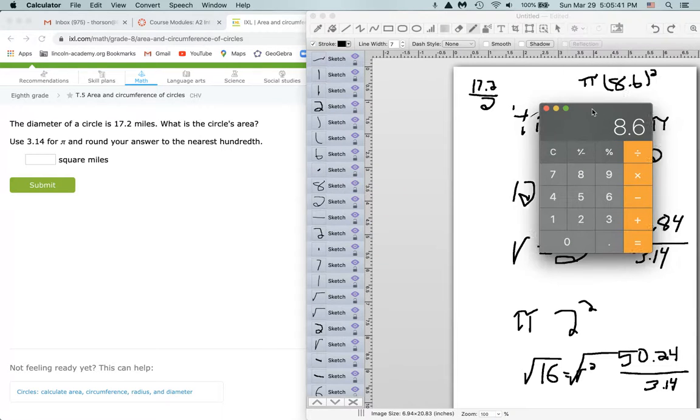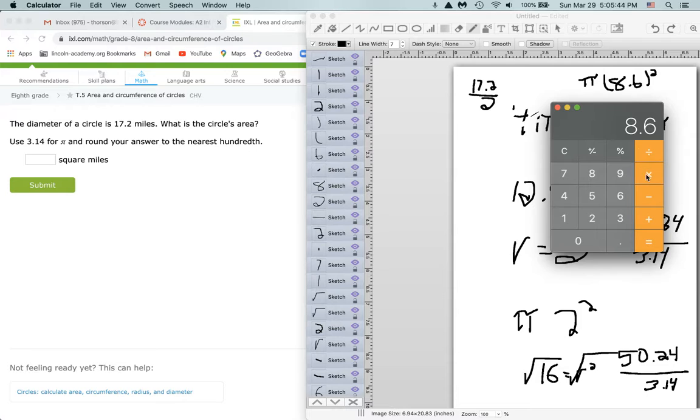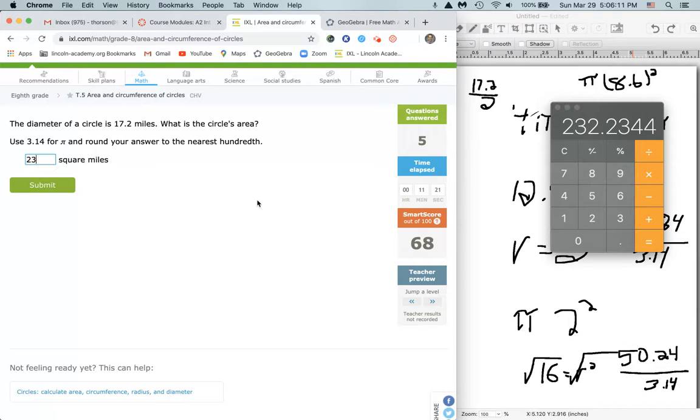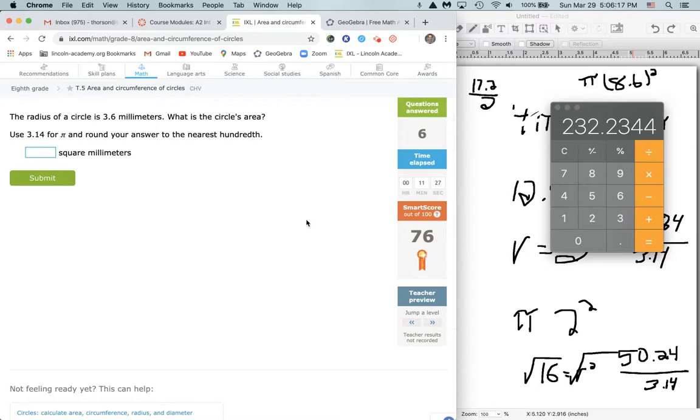So I'm going to grab my calculator. I'm going to take 8.6 and times it by itself. 8.6 times 8.6 equals 73.96. Then I'm going to times that by 3.14, and I get this big long number. Here now, be careful, it says round your answer to the nearest hundredth. The nearest hundredth is this 3. Here's a 4, so I'm not going to raise it up. So my answer is going to be 232.23.